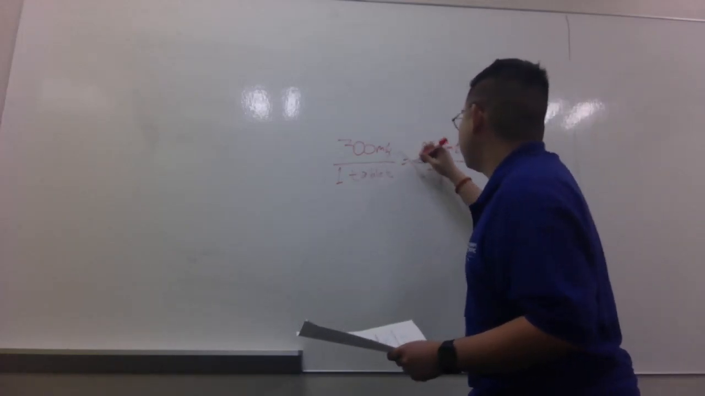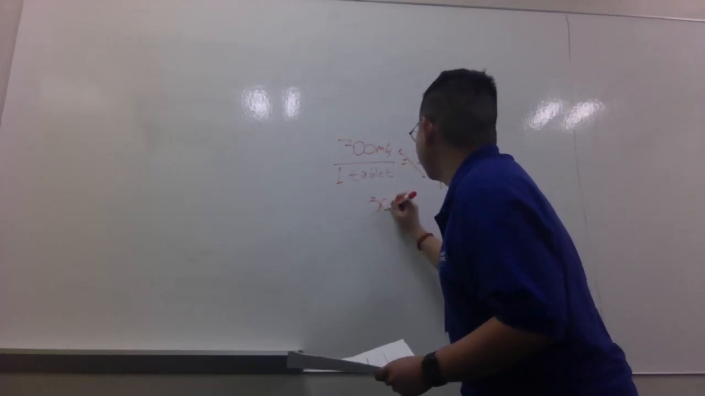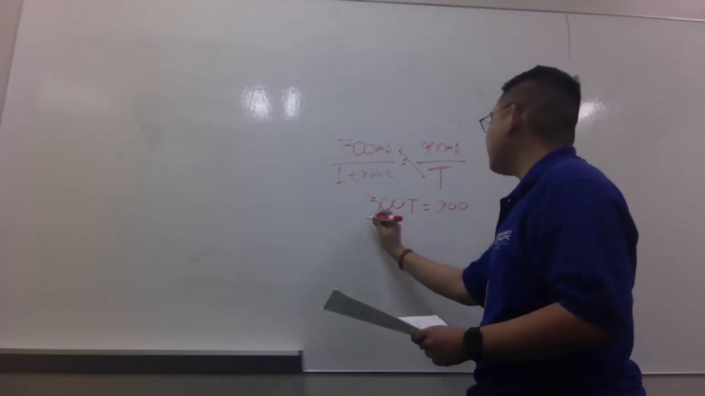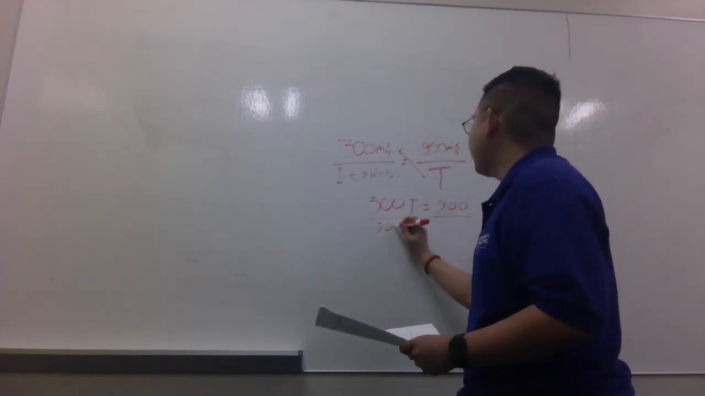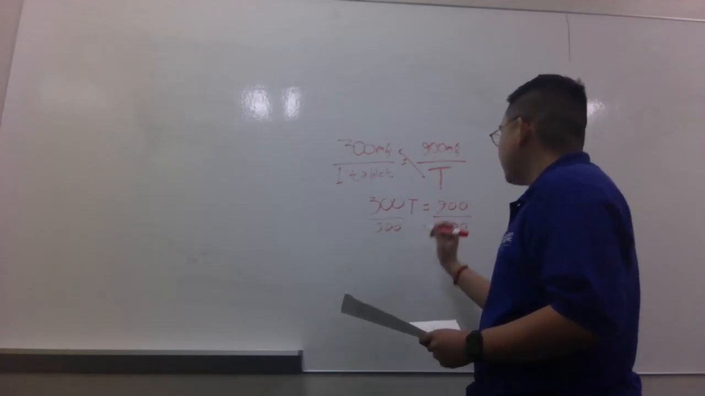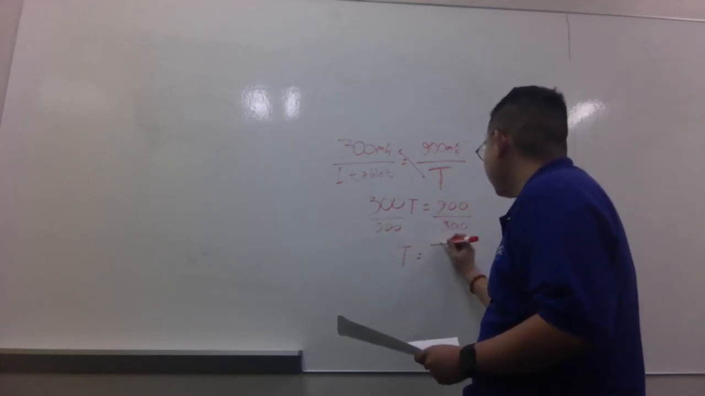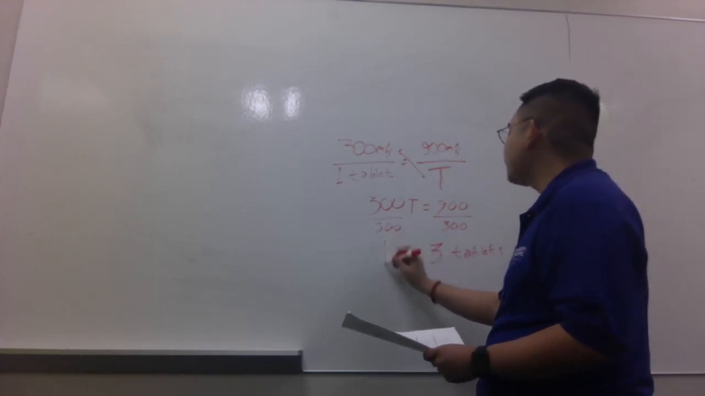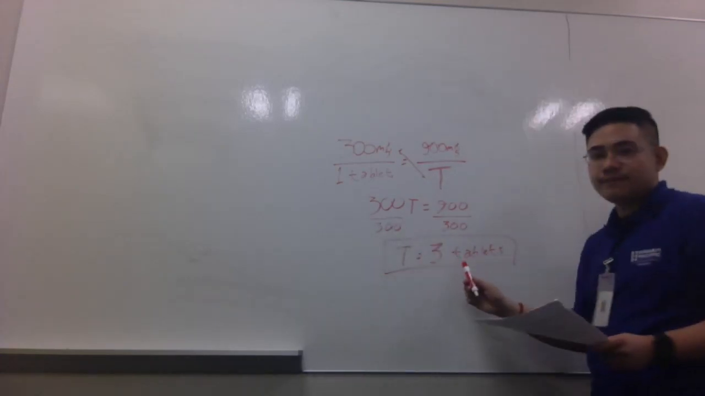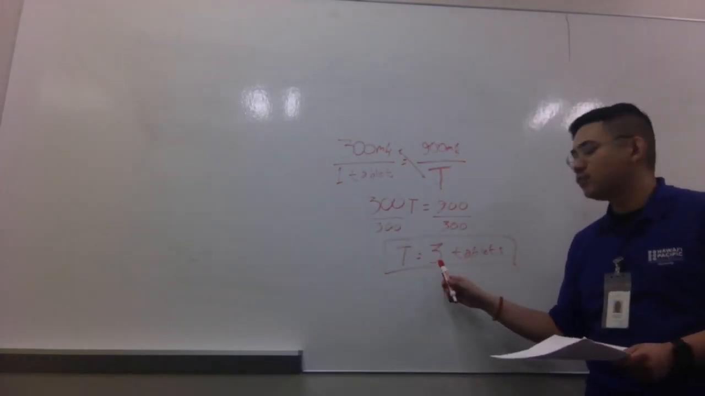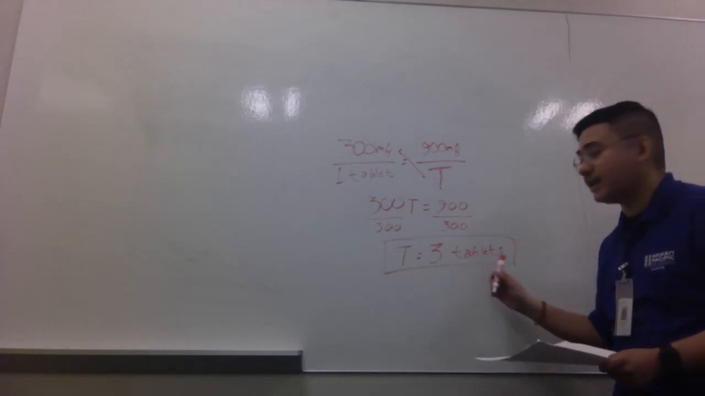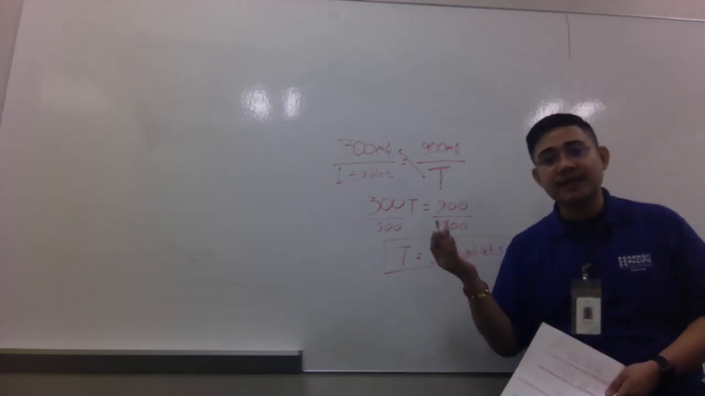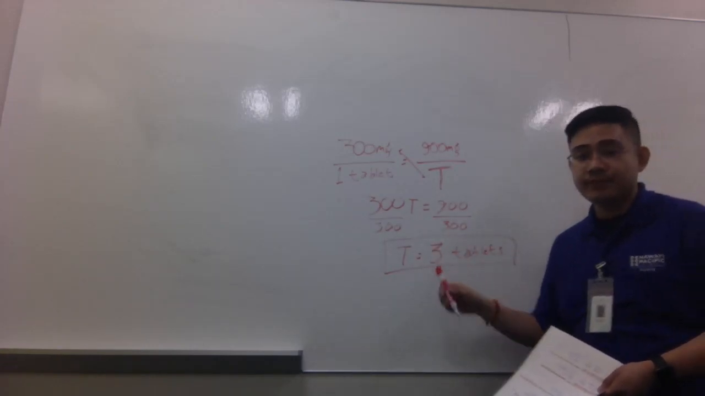Same deal, we just cross multiply. So 300T equals 900. Then you divide by 300 because it has the variable. So T is equivalent to 3 tablets because 900 divided by 300 is 3. Now, in the computerized exam, you put 3. Do not include the label at the end. If it were a paper exam, you'd write the whole thing. But since it's mainly on computer, just write down the number 3.